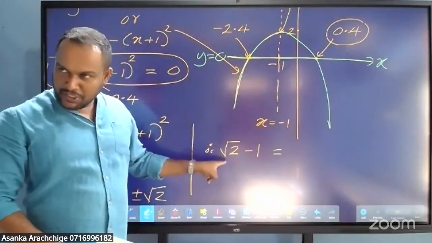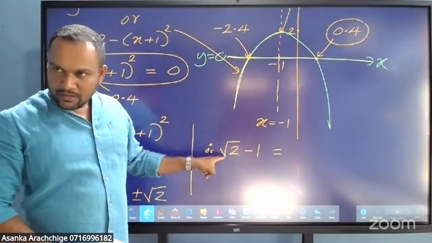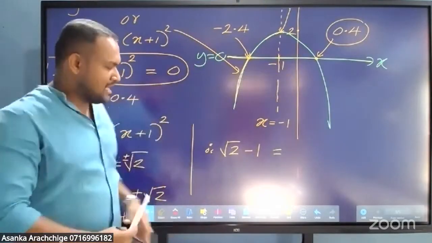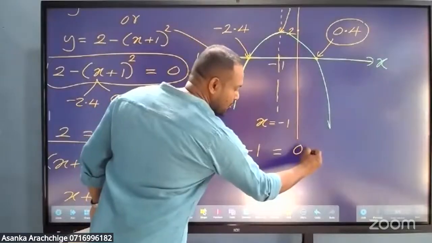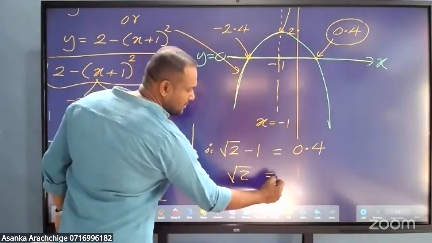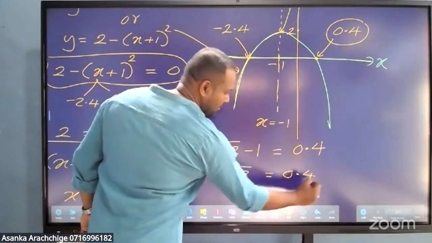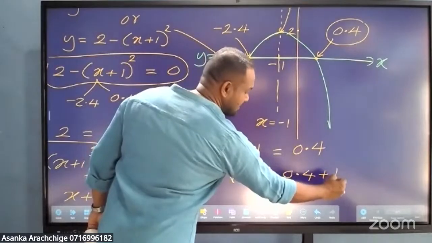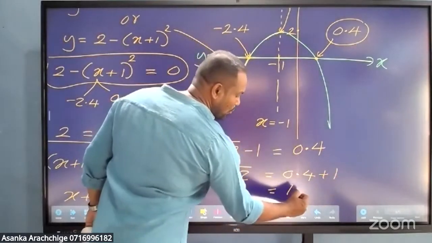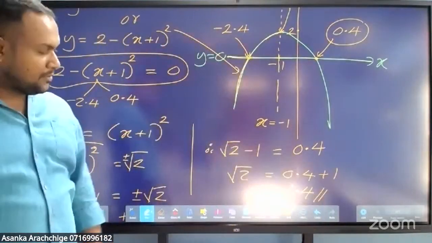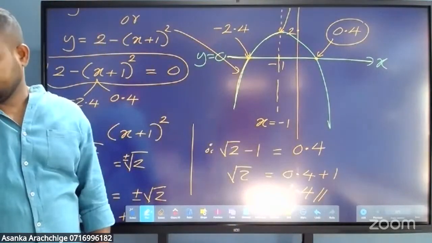This is the positive root, right? But that is the actual positive root. Then they must be equal. Square root of 2 minus 1 is equal to 0.4. Take minus 1 to the other side as plus 1. Answer: 1.4. This is square root of 2. Got it?